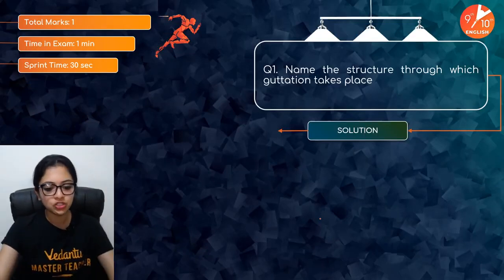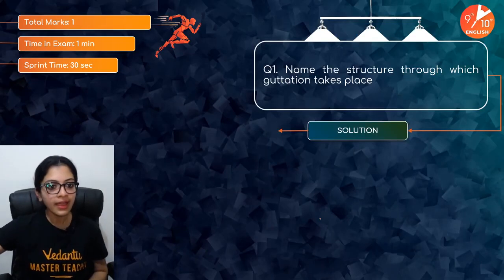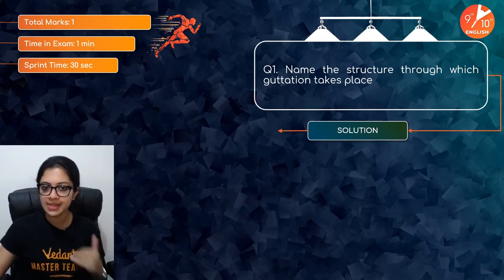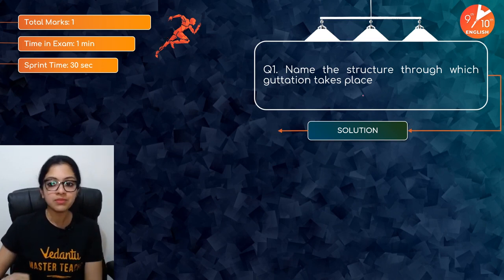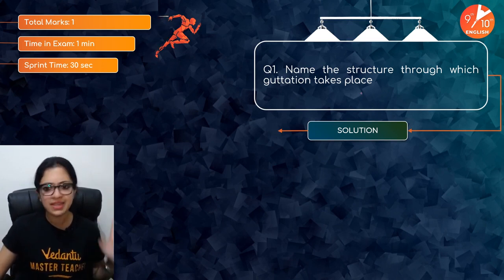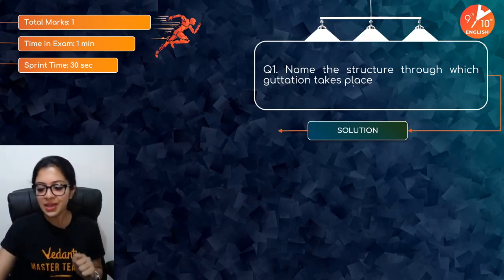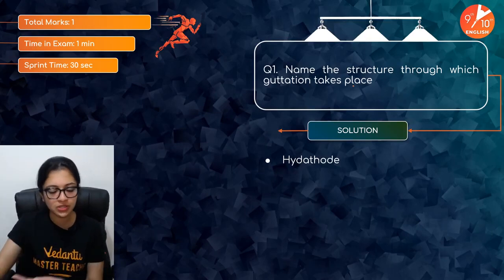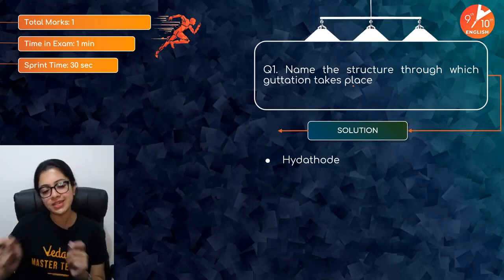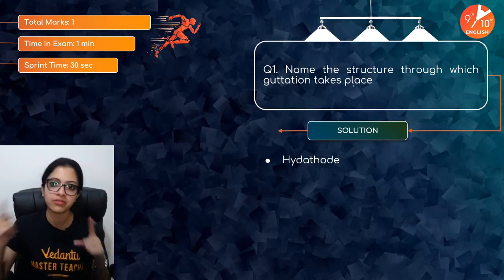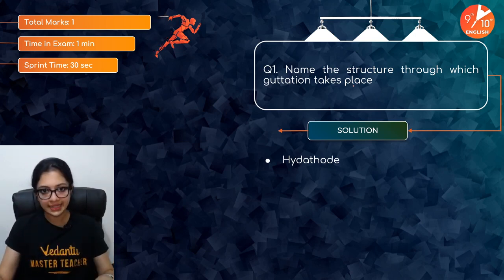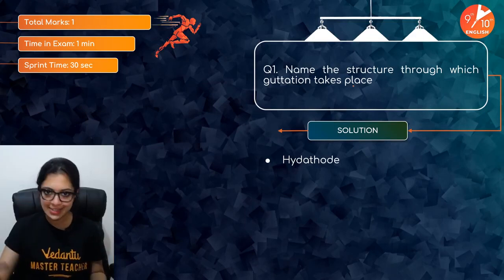First question for you all. Children, keep an eye on the marks and the time in exam, sprint time as well. Name the structure through which guttation takes place. Guttation is loss of water in the form of liquid. How does it take place? It takes place through openings called hydathodes. This could come as an MCQ also. You could get confused between hydathodes and stomata, but remember, transpiration occurs through the stomata. Guttation purely occurs through the hydathodes.